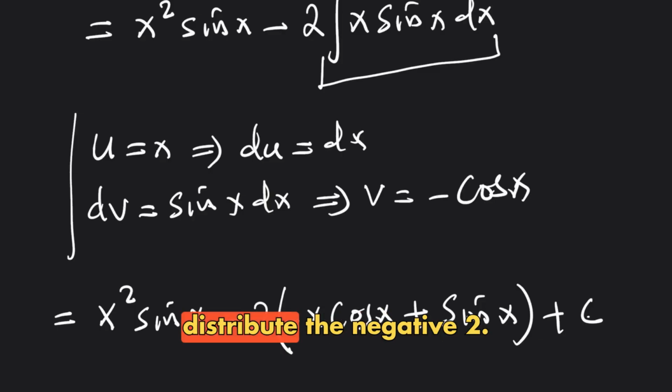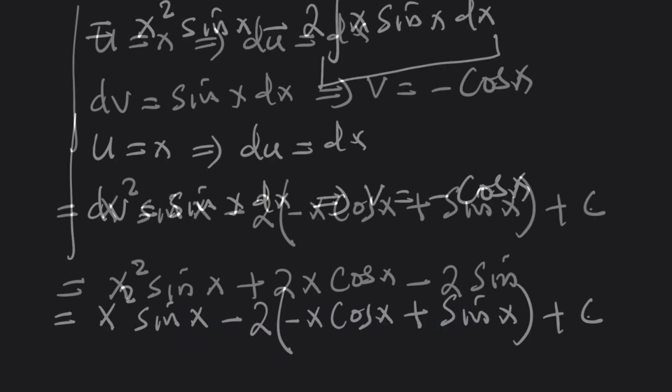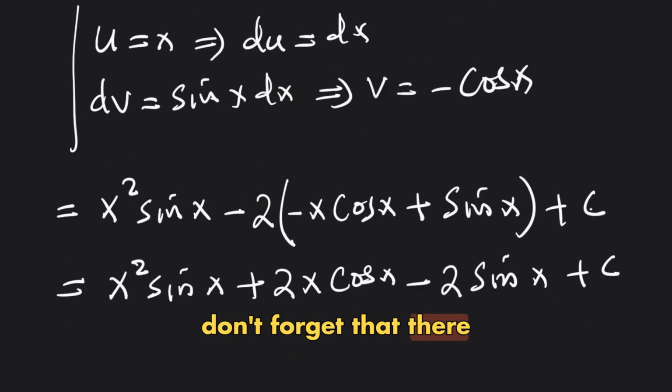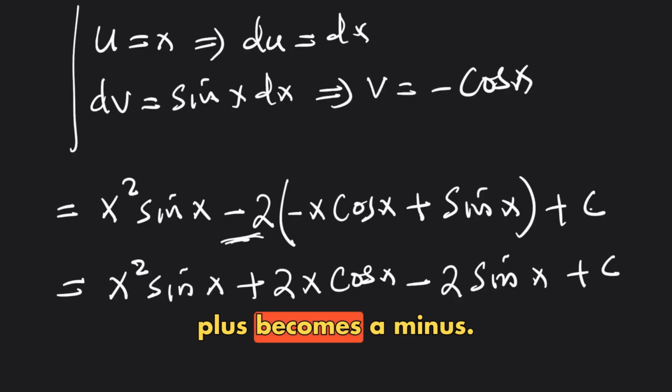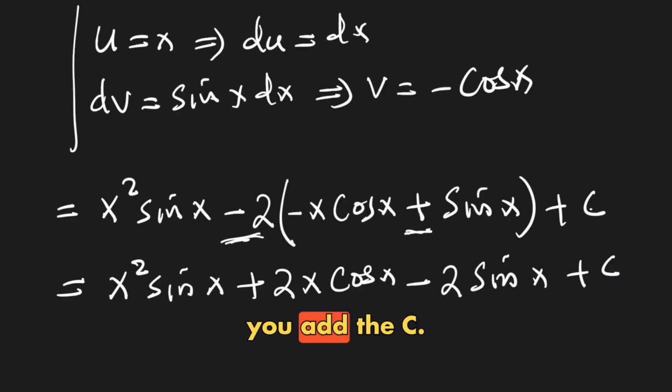Let us go ahead and distribute the negative 2. So don't forget that there's a negative 2 that comes from here with a negative, so the first part becomes a plus and the second plus becomes a minus. Then you add the c.